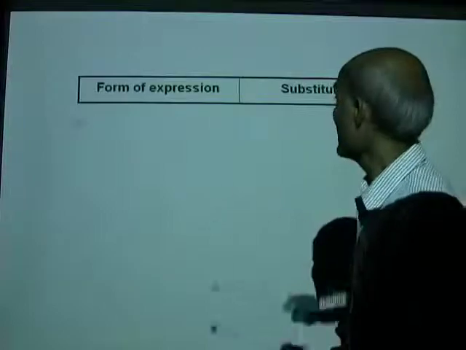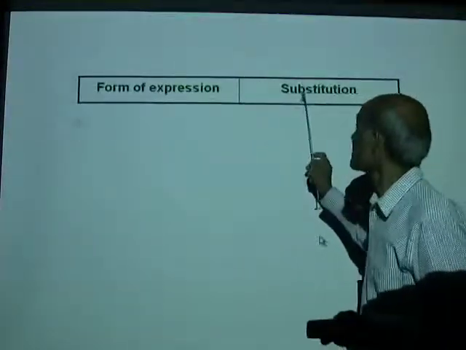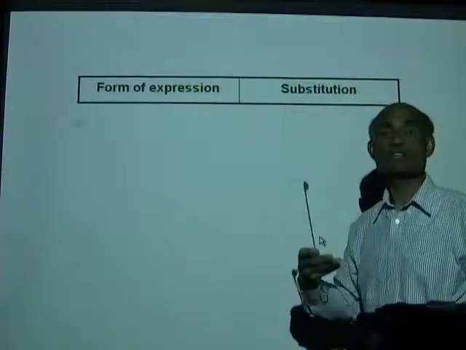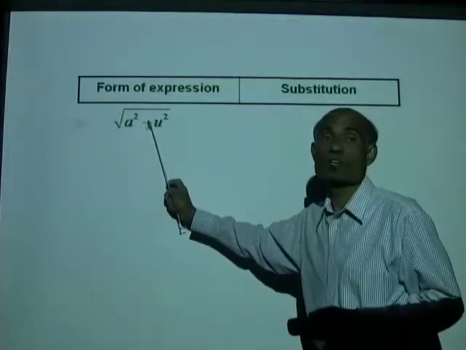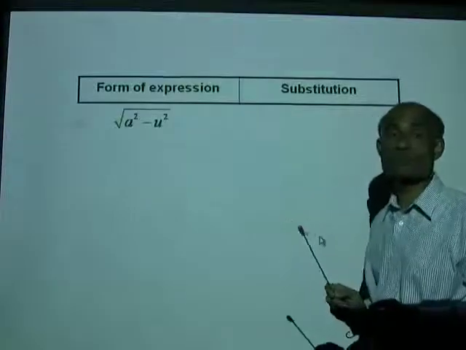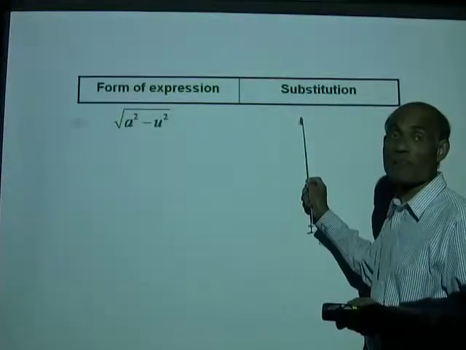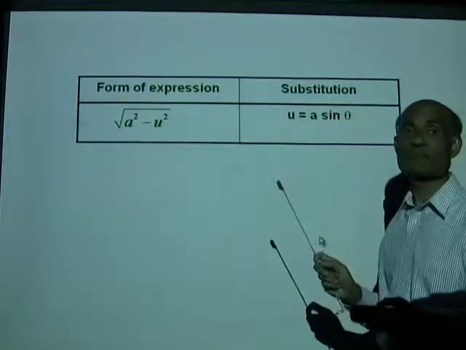Alright, now let's summarize this: the form of the expression and the substitution that you will make. You need to learn this and be very careful in your substitution. For the form square root of a squared minus u squared, what is the substitution we make? u equal to a sine theta.